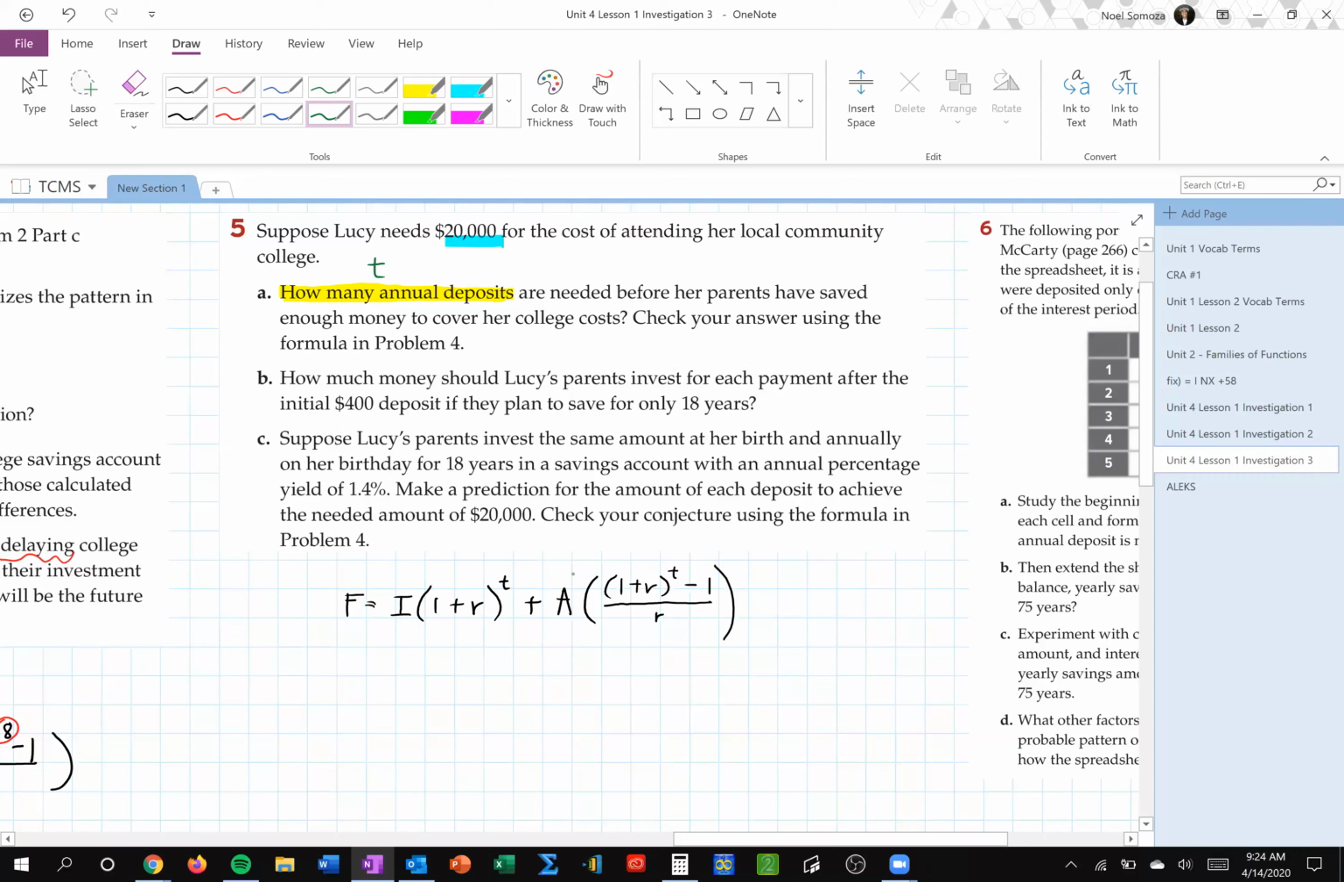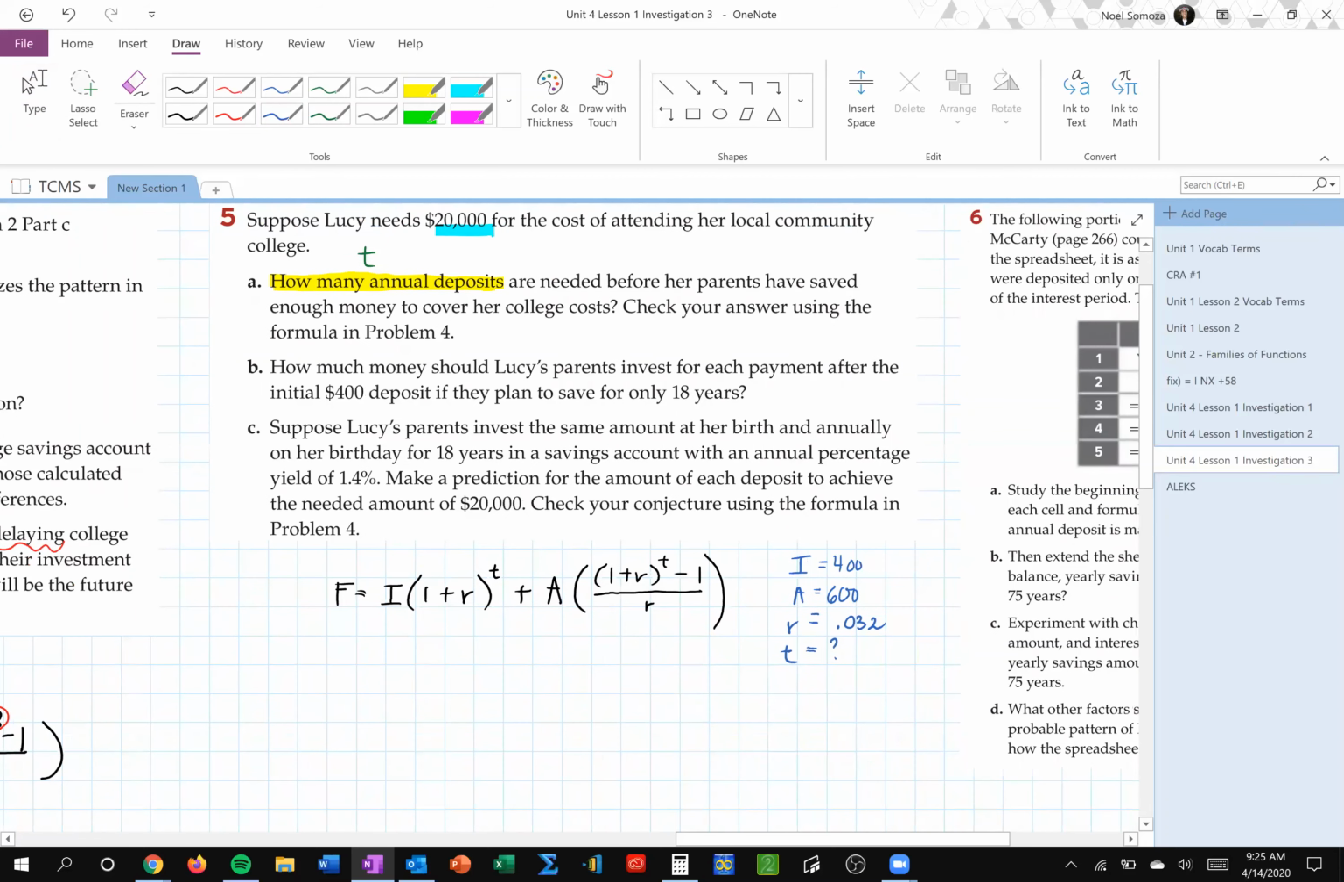So let's plug in every piece of information that we know, right? So we know that the initial amount, and I'll write it off here to the side so we keep track, the initial amount of money that was invested was 400. The recurring amount every year is still 600. The rate at which she is getting interest on her balance is 3.2%. I'm just going to go ahead and write it as the decimal, which is 0.032. And then time is what we don't know, right? We don't know how long it's going to take for them to reach 20,000.